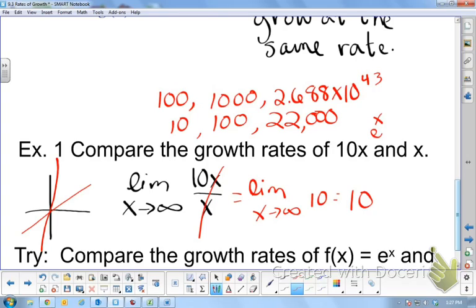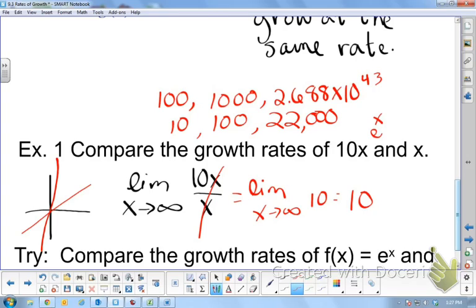but what's our difference between 100 and 1,000? 900. What's our difference between 1,000 and 2.688 times 10 to the 43rd? A lot. If I subtract 1,000 from this, is it going to make a difference? No. Is it going to even make a dent in this number? No. But if I subtract 100 from 1,000, is that going to make a dent in that number? Not a huge dent, but still, it will make a dent. And this one, it doesn't make a dent at all.